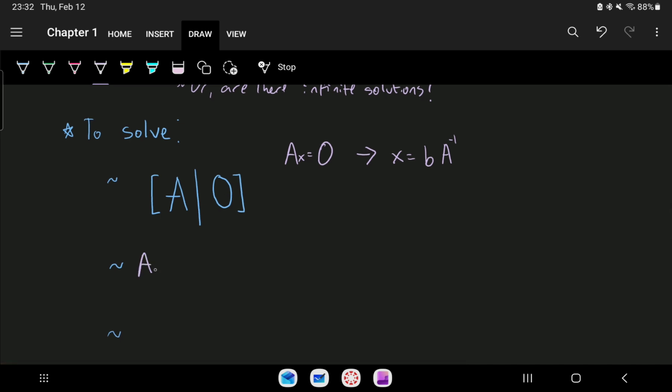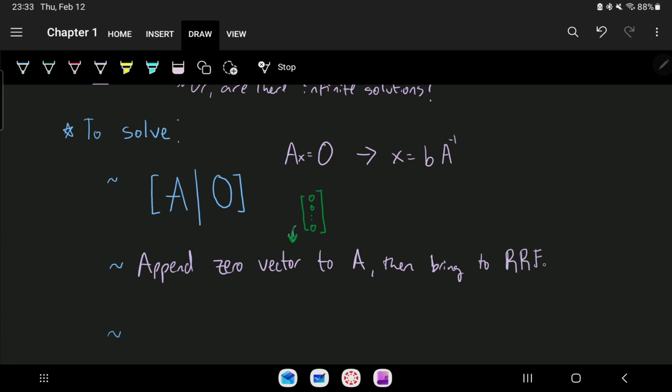So let me write that out. And when I say 0 vector, I'll do this in green so it's clear that this is a sidebar. It's just one single column of all zeros, however many that you need, however big A is. Bring to row reduced echelon form, RREF, because I'm lazy.